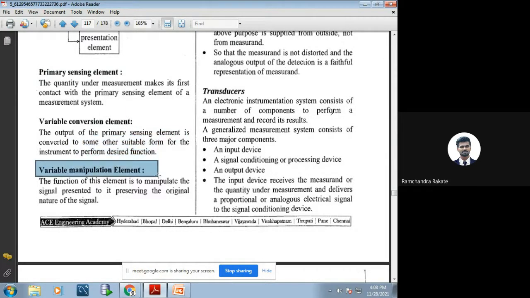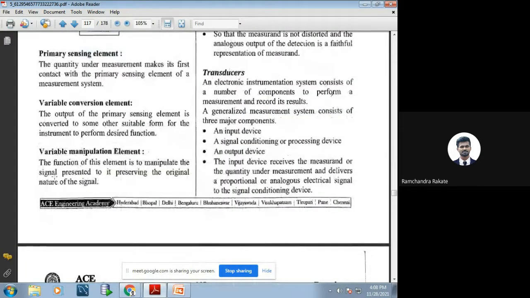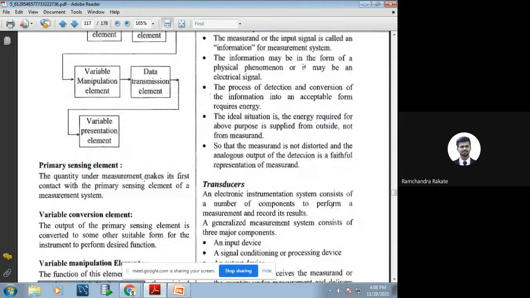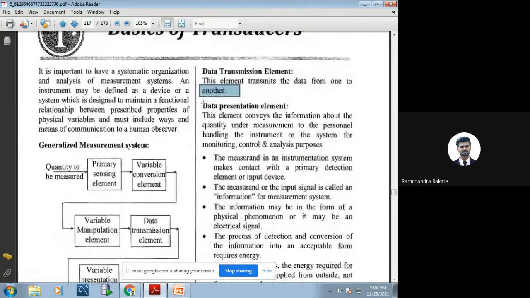Then we have the variable manipulation element, that is the third block. The function of this element is to manipulate the signal presented, preserving the original nature of the signal. After that we have the transmission. This element transmits the data from one place to another, that is data transmission. Then we have the data presentation element. It conveys the information about the quantity under measurement to the personnel handling the instrument or the system for monitoring, control and analysis purposes. Correct? Yes.